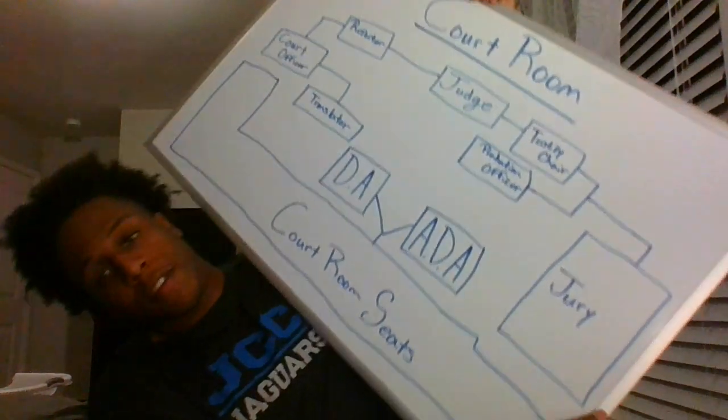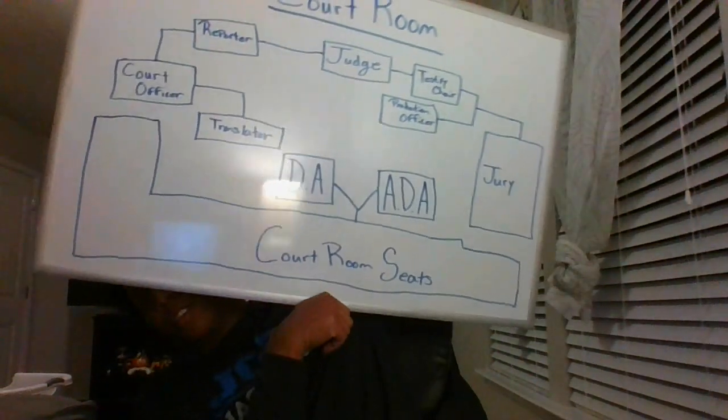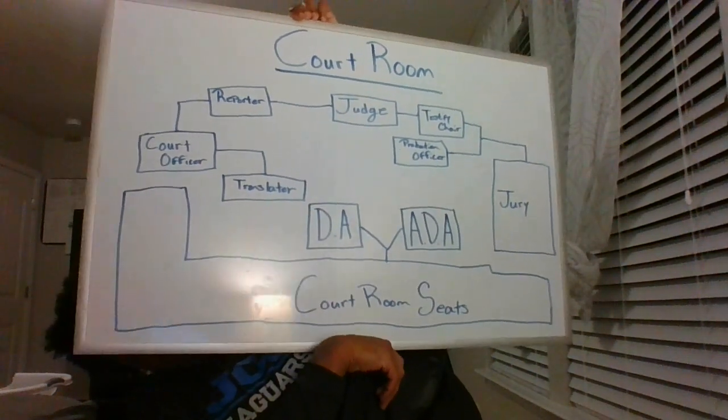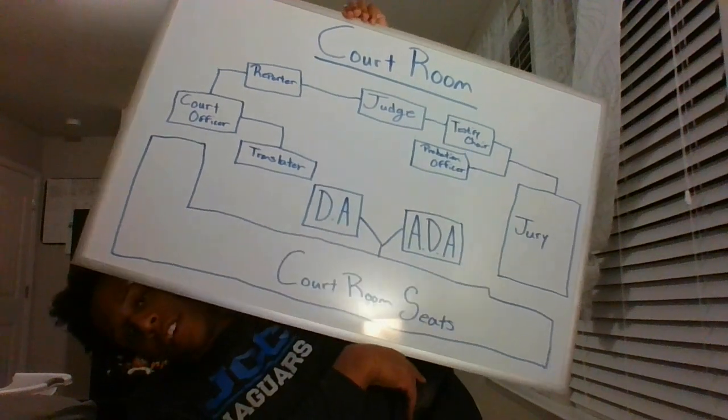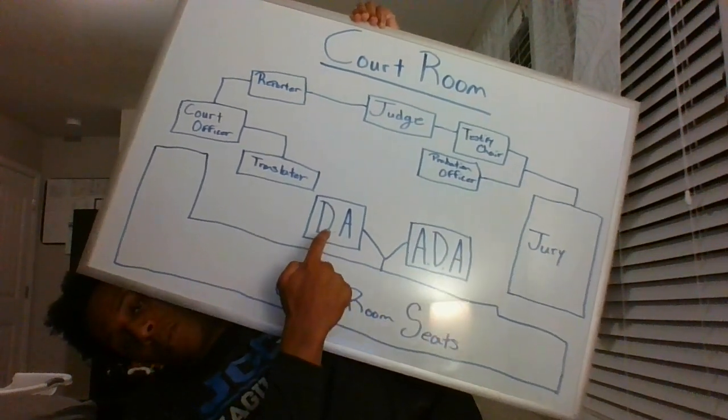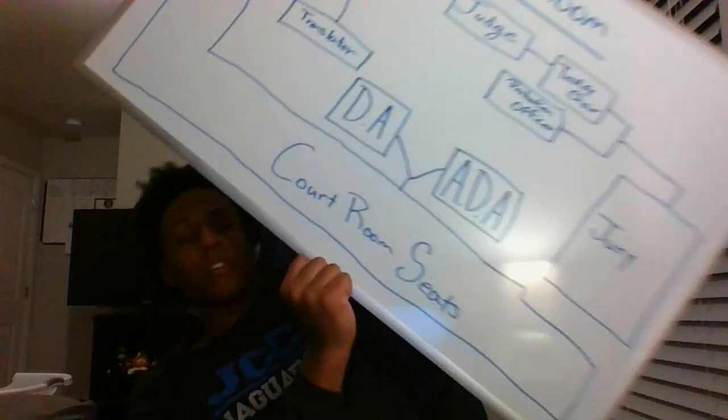If we look on this board that I created for y'all, this is where Mr. Jackson would be with the DA, also known as the defense attorney, but we will get back to this image later. But Mr. Jackson was accused of robbery and trespassing as well.